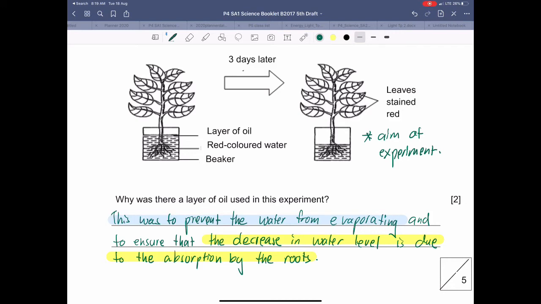Yes, Yan Hao, you have a burning question? What happened to the oil after? Nothing will happen to the oil. It will just remain there. Moving on. What happens if the plant absorbs the oil? The plants most probably would not be able to absorb the oil because the oil is very thick.